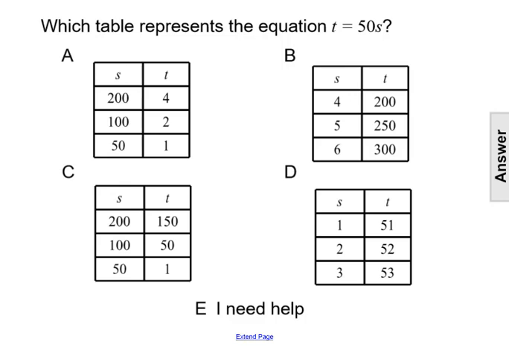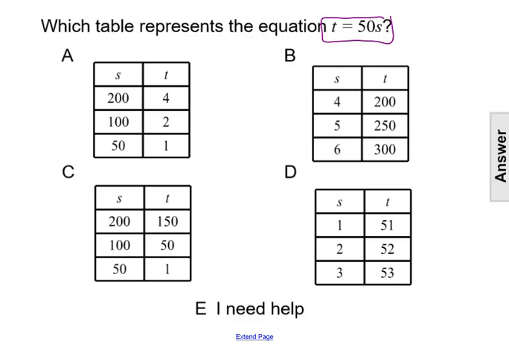Which table represents the equation t equals 50s? So t is the dependent variable, and that will be on the second column, and s is the independent variable on the left column. S is the input, and t is the output. So we should start by looking at our input column, and then we can input that into the equation to see if it matches up with the output columns.